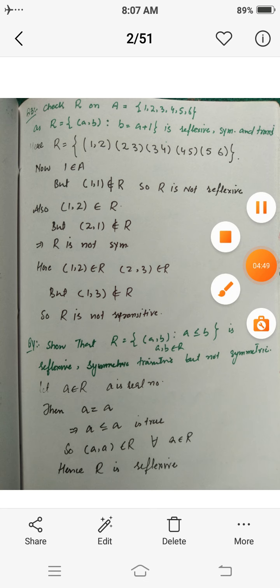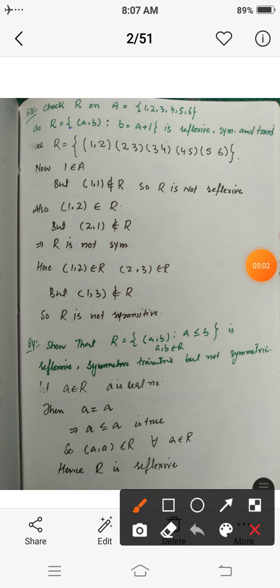Now the second one, question number three: we have to check the relation defined on the set A equals {1, 2, 3, 4, 5, 6} by R equals the ordered pairs (a, b) where b equals a plus 1, and a, b belong to A, that is a and b are 1, 2, 3, 4, 5, 6. We have to check its reflexivity, symmetry and transitivity. Here R is defined as (a, b), where b equals a plus 1.